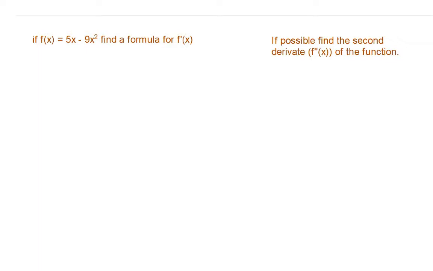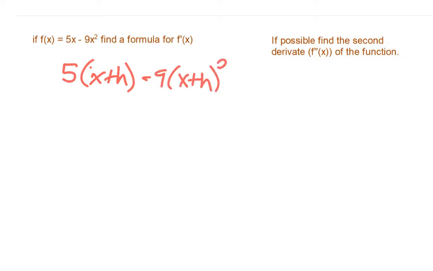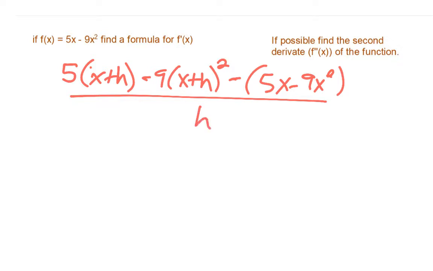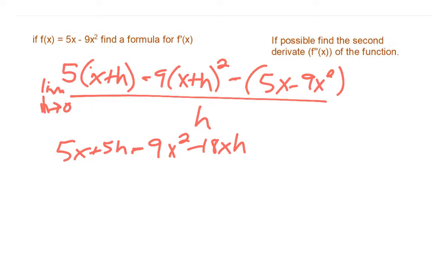So here is our function f of x equals 5x minus 9x squared, and I want you to find a formula for the first derivative of x, and then if possible find the second derivative of the function. So I'm going to fill in my difference quotient, and so that's going to be 5(x plus h) minus 9(x plus h) squared minus (5x minus 9x squared) all over h. And remember, it's a limit as h goes to 0. So this becomes 5x plus 5h minus 9x squared minus 18xh minus 9h squared minus 5x plus 9x squared.